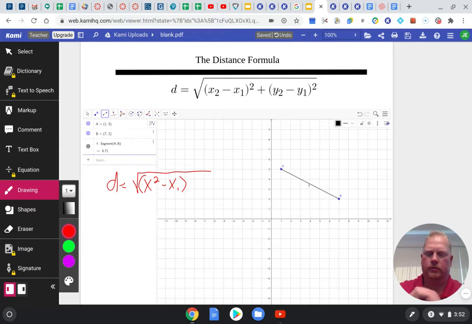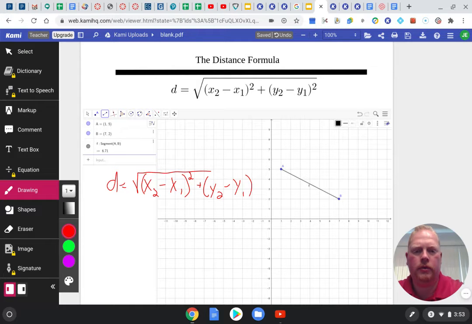Actually, it's not x squared, it's x2. I say it x sub 2, sub meaning little, just meaning it's the x coordinate of my second point. So there's my formula.